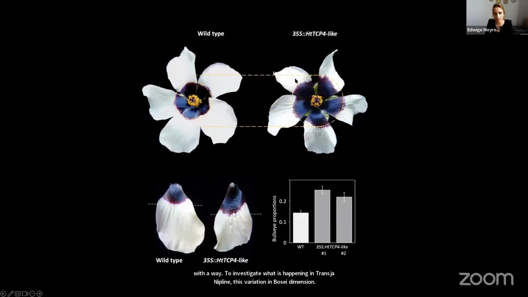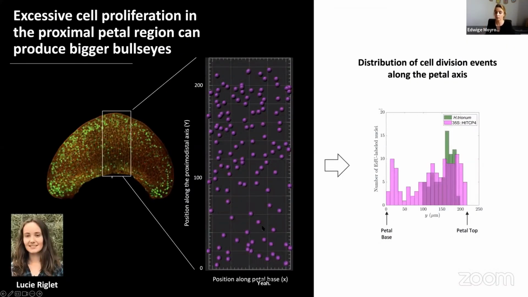So we obtained this line with a bigger bullseye when we constitutively overexpress a transcription factor from the TCP family. And what we found is that in this line, the pre-pattern is unaffected. The bullseye boundary is specified at the same position as in wild type. But cell proliferation is increased at the base of the petal.